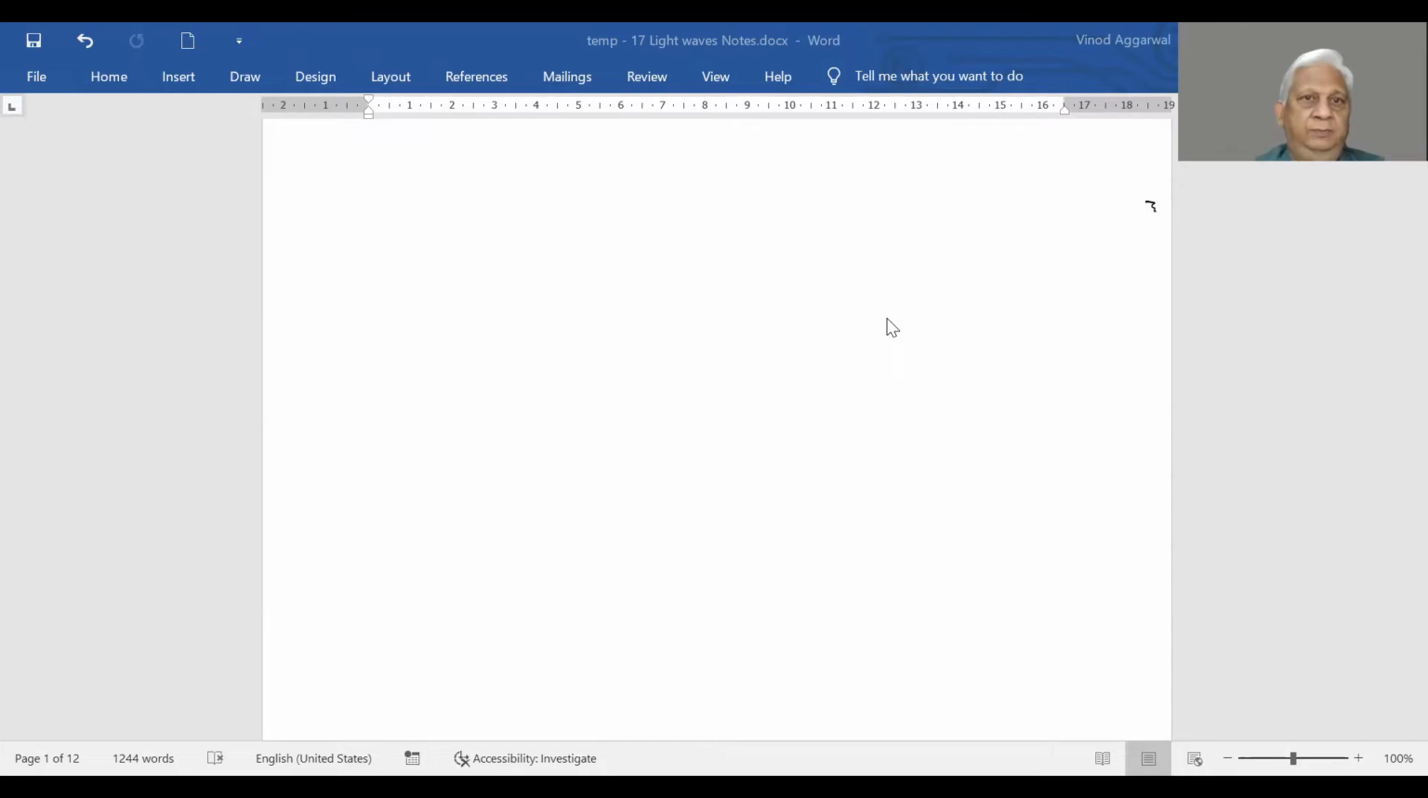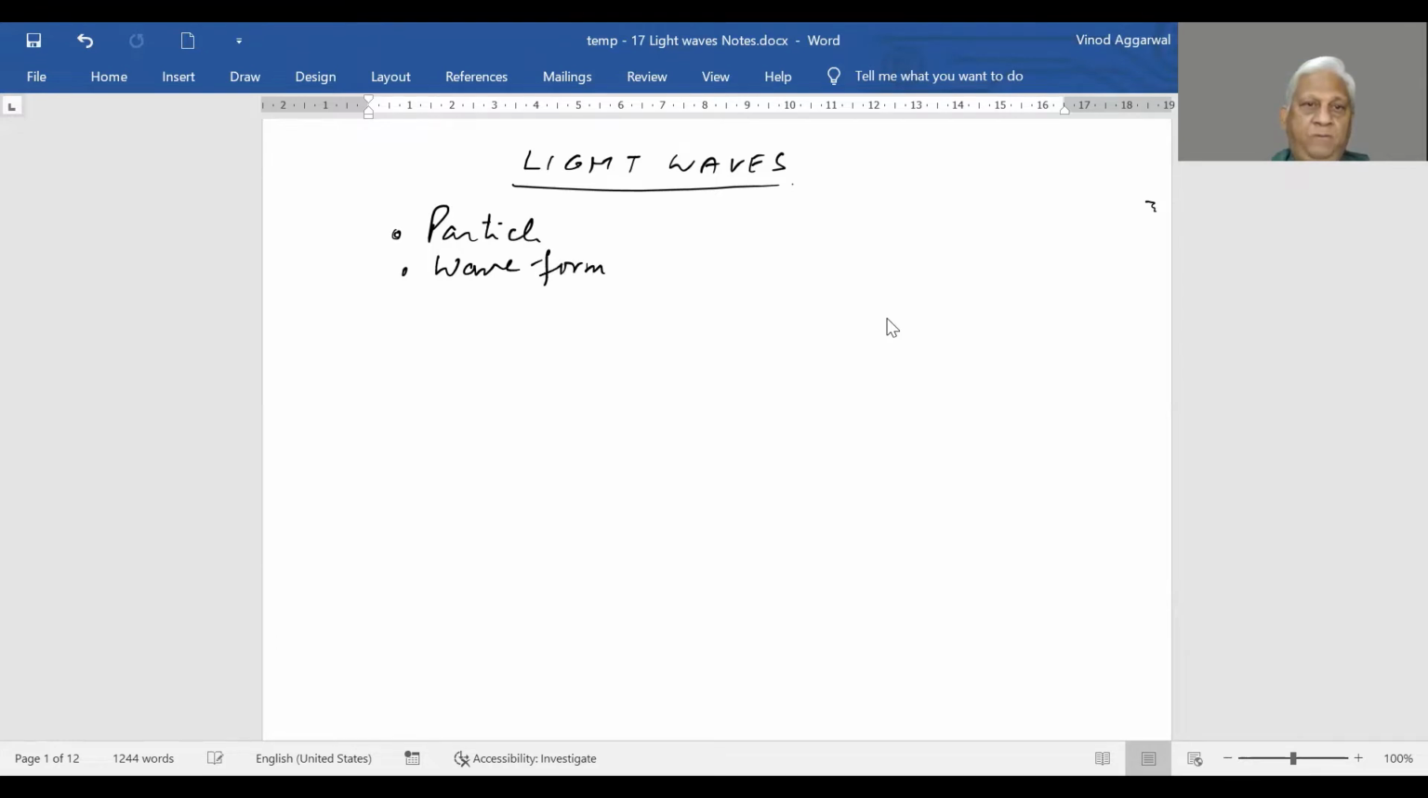Today we are going to study light waves. What is light? Light has a dual nature. It sometimes can behave like a particle, and it also behaves in a wave form. Today we are going to study the wave behavior of light, not the particle.